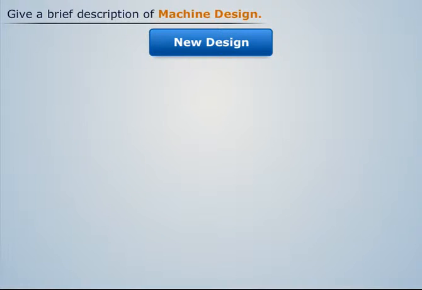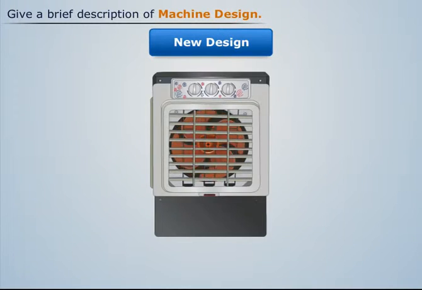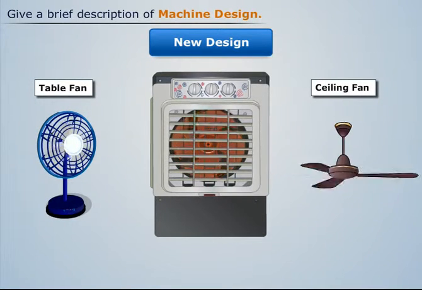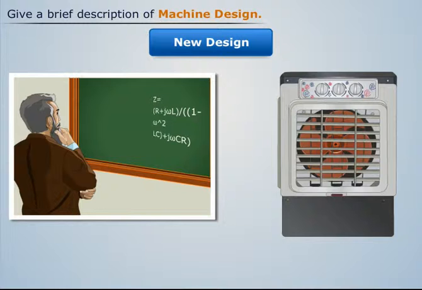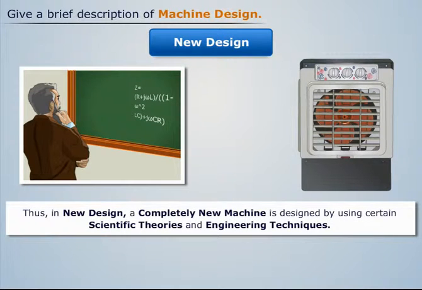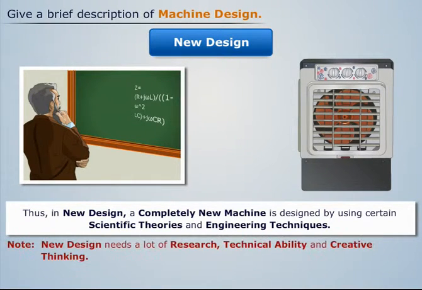And now let's discuss about new design. Consider an air cooler. This machine looks completely different from the table fan and ceiling fan. Here the designer has designed the machine from scratch using different scientific theories and engineering techniques. Such type of design is called a new design. Thus, in new design, a completely new machine is designed by using certain scientific theories and engineering techniques. Note that new design needs a lot of research, technical ability, and creative thinking.